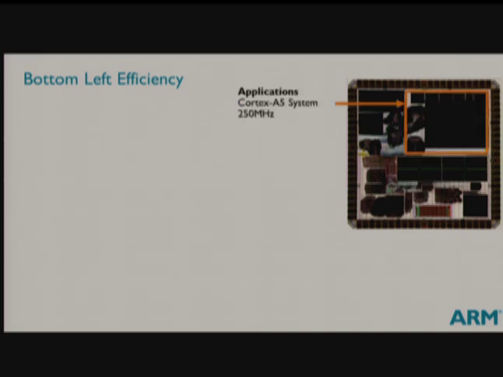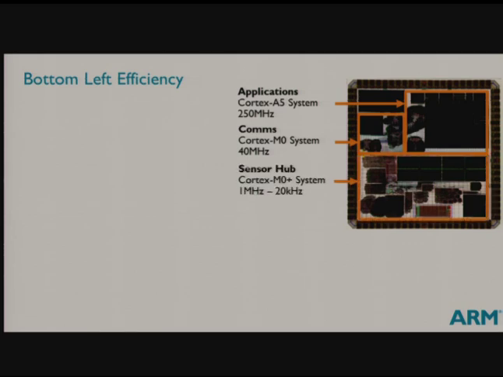So here's a test chip we've built. It's a classic test chip. It's got an apps processor in it because any demo you want to do, you need to run apps software on it. So it's a 250 meg system with a Cortex-A5 in it. And then it needs a comm subsystem, and that's obviously a Cortex-M0, and it's maybe running at 40 megahertz. And then you need your sensor hub, and that's going to run 1 meg down to just a few kilohertz.